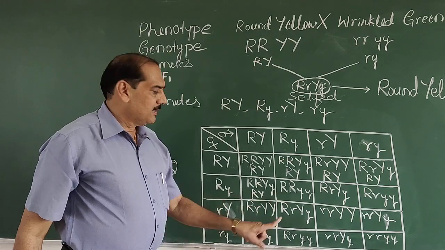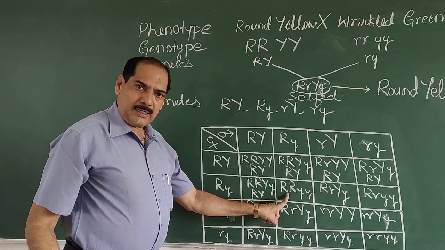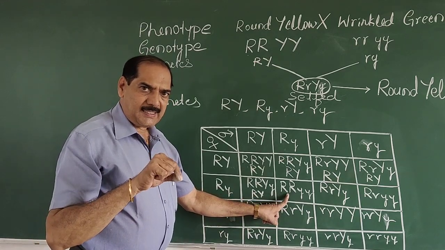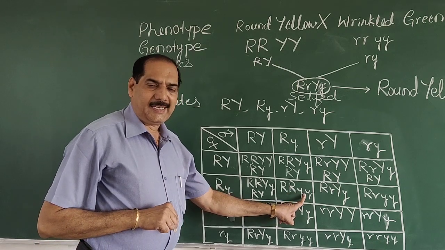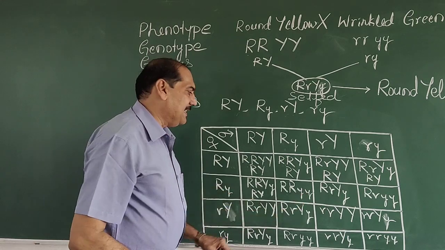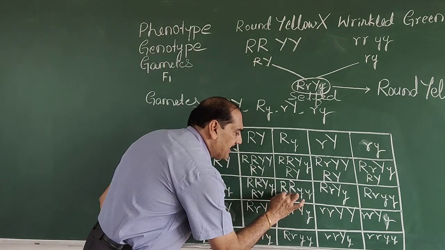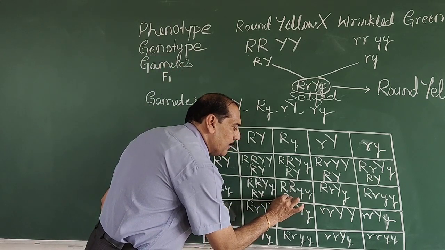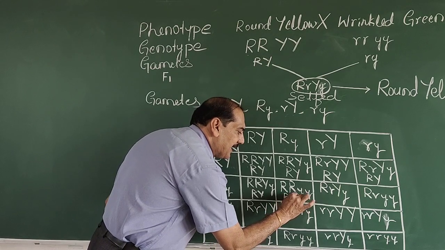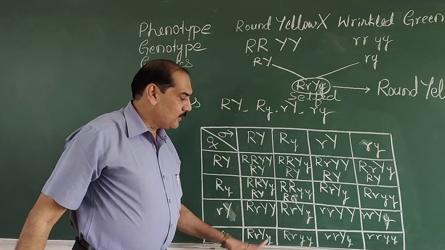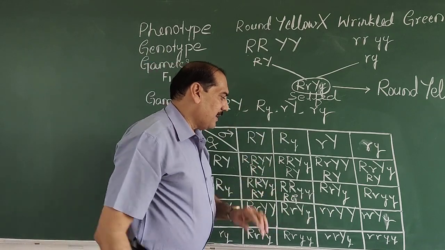This one, no. Here, considering the shape of the seed, the dominant is there. What about the color of the seed? No dominant. It means it produces green seeds. So this plant is the recombinant plant, which produces round seeds but green color. Round seeds, green color.